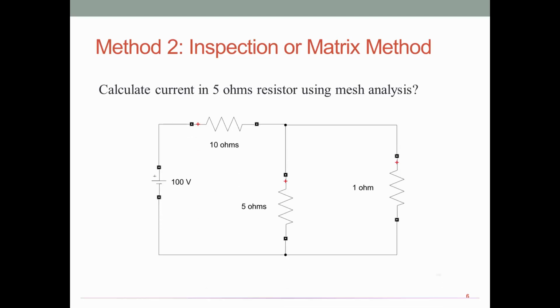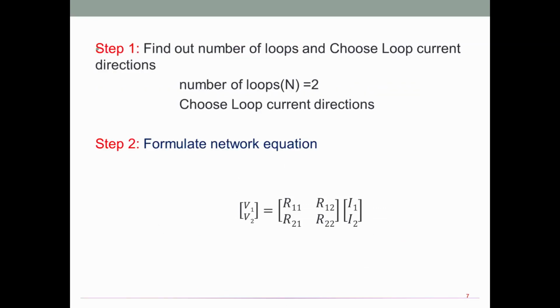Now let us discuss method number 2, which is the inspection method or matrix method. The problem statement remains the same: calculate the current in the 5 ohm resistor using mesh analysis, and we will take the same circuit. Step number 1 is to find the number of loops and choose the loop current direction. As per the circuit, there are two loops, and we have to choose the loop current directions, which is almost similar to the previous problem.